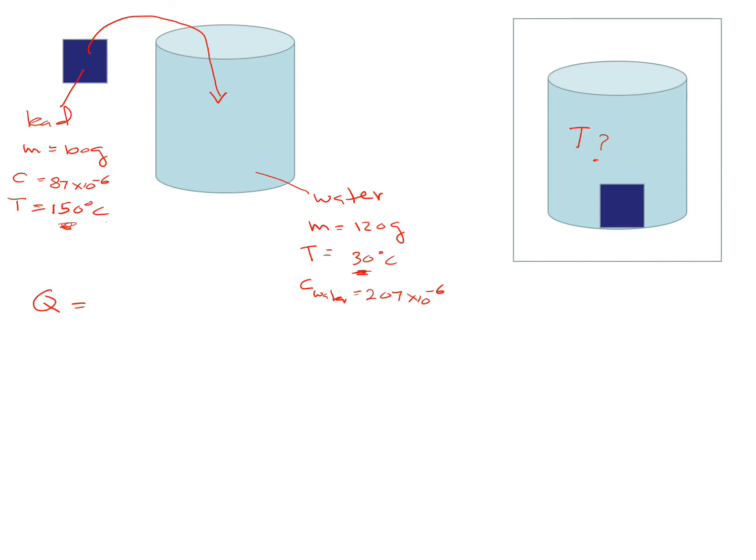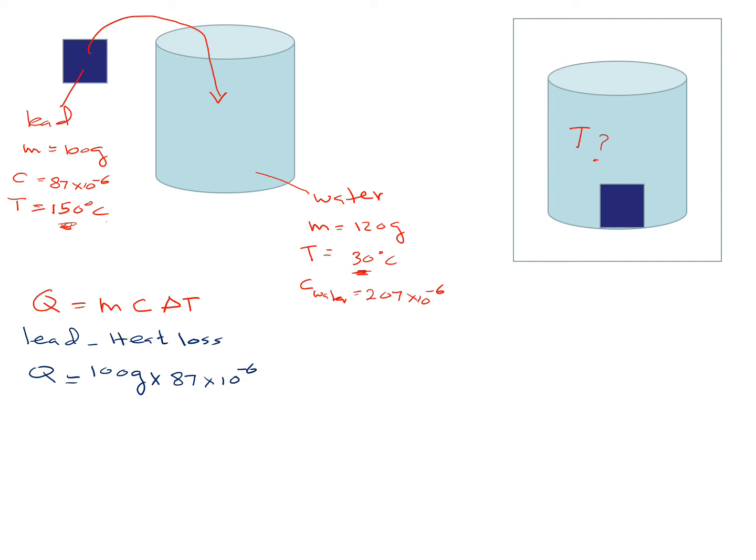We're going to find out once you add this, and if you wait long enough, both lead and water reach a certain constant temperature, and we can use this heat equation, mass times specific heat capacity times temperature change, to calculate. Let me use two different colors. Let me use dark blue for lead. For lead, we know heat loss Q equals mass, which is 100. I'm not going to convert to kilograms right now. Let's leave it as it is. And specific heat capacity 87 times 10 to the negative 6.